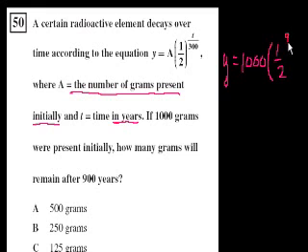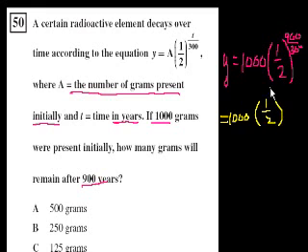So 1/2 to the 900 divided by 300. I just substituted A and t into the equation they gave us. The 1,000 is A and 900 is t. So let's just simplify this thing. So we get 1,000 times 1/2 to the, what's 900 divided by 300? It's just 3, right?